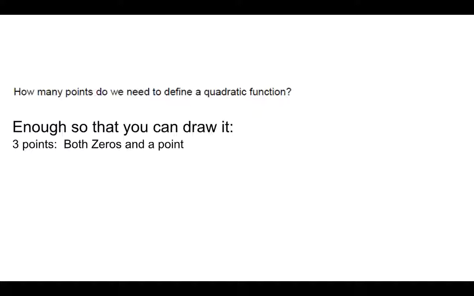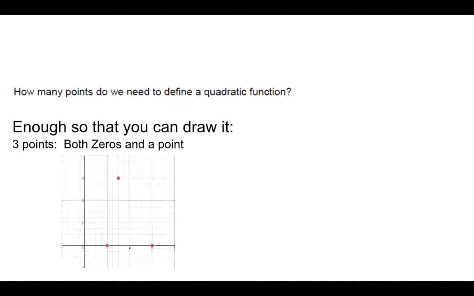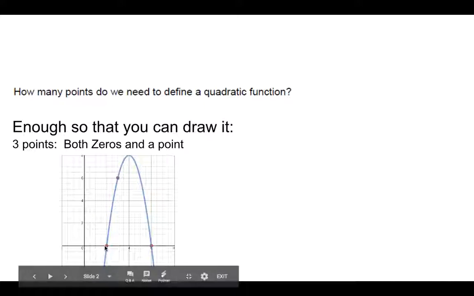And so if you have two zeros and a point, you can draw it. So like the vertex, you're still going to figure it out, but it's going to go symmetrically through, and somewhere it's going to be above. You might have to figure out where that is, but you can at least draw the equation. If you only had the two zeros, you wouldn't know how high up it goes. But once you have the point, it tells you the shape to take.